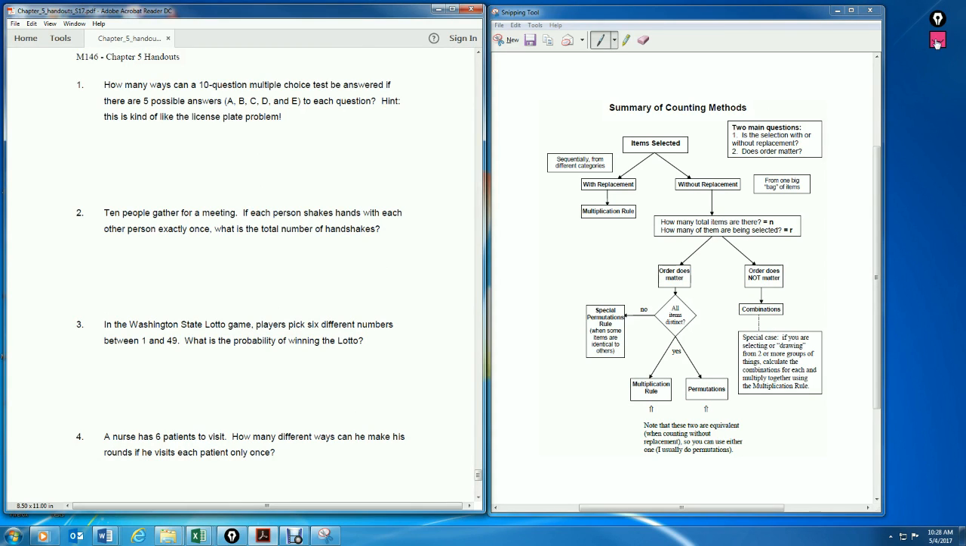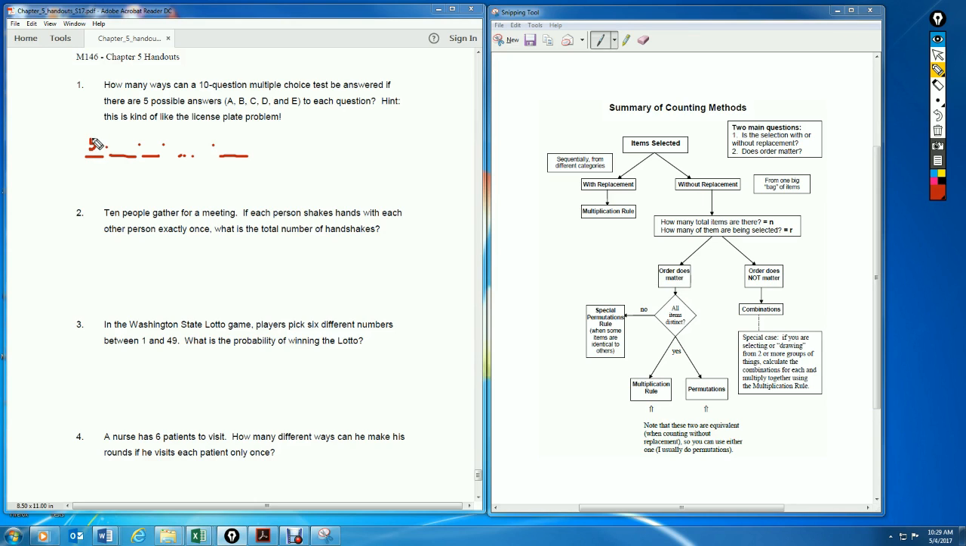All right, so number 1. How many ways can a 10-question multiple choice test be answered if there are 5 possible answers for each one? I gave you a hint. It's kind of like the license plate problem in that there are 10 sequential things. So in other words, first question, second question, third question, and so on, all the way to the 10th question. Each one, there are 5 possible ways to choose the answer. So we're just using the multiplication rule here.